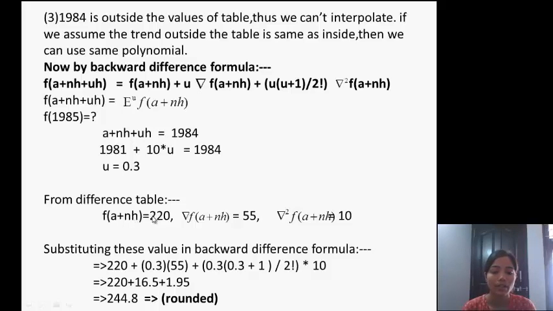And from the difference table, again we can find our values of f of a plus nh, del f of a plus nh, and del square f of a plus nh. Substituting these values in the backward difference formula, we have our result 244.8 for the year 1984.